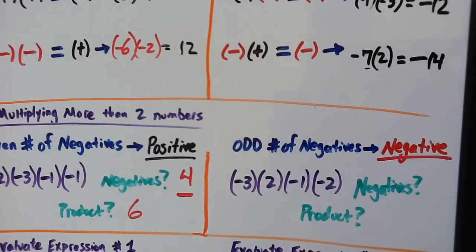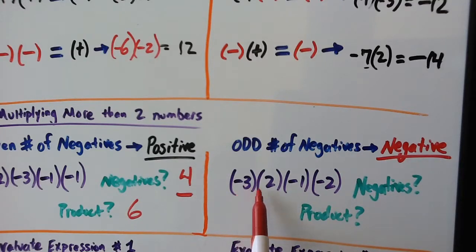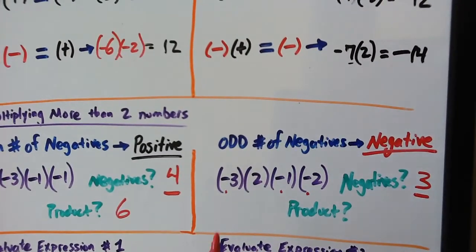If you have an odd number of negatives, your product will be negative. In this expression, we have negative 3 times 2 times negative 1 times negative 2. Count. How many negative signs do you see? I see 1, 2, 3. 3 negative signs, right? So since 3 is odd, that means I have an odd number of negatives. And if I have an odd number of negatives, my product will be negative, whatever the expression equals. So I have to multiply. 3 times 2 is 6. 6 times 1 is 6. 6 times 2 is 12. So my product is negative 12.